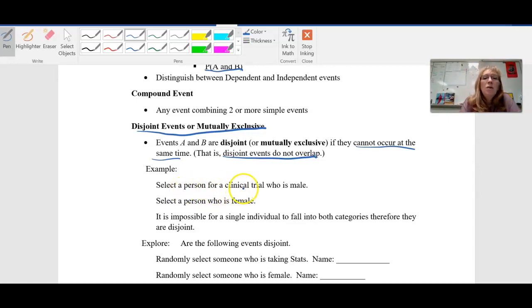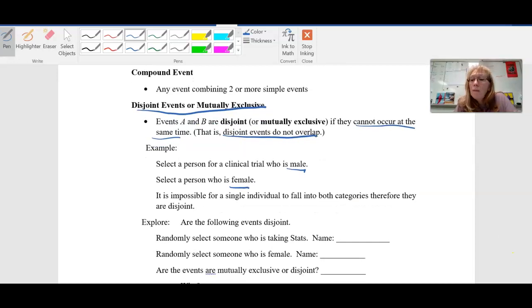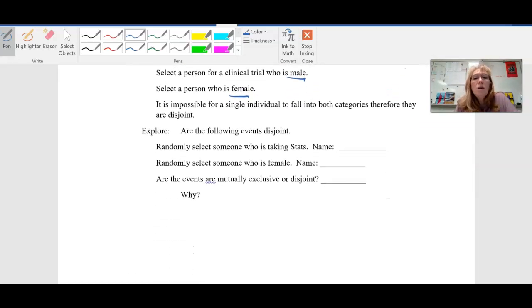Example: I'm going to select a person for a clinical trial who is a male, and I'm going to select a person who is a female. I cannot select them both for the same thing because one has to be male, one has to be female. They are completely separate. It's impossible to join those two. That's disjoint. Pause and try yours. Are they disjoint or not?